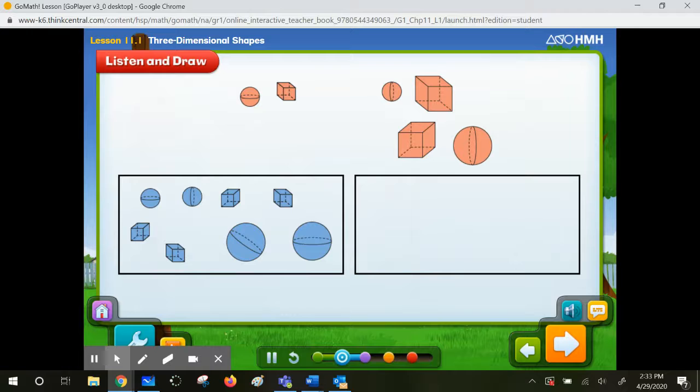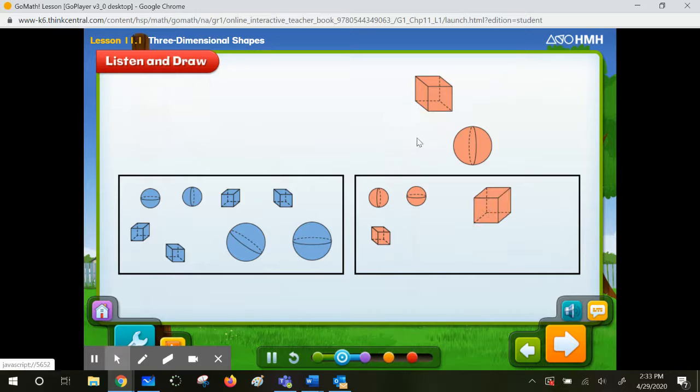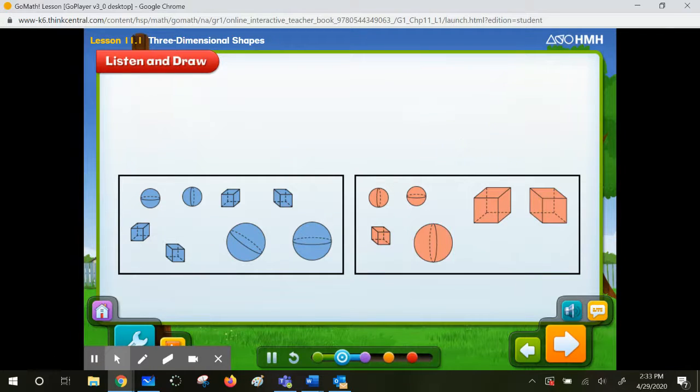Put all the red shapes into the other box. When we sort by color, do we get groups of shapes that are the same shape? No. In both groups, there are cubes and spheres.